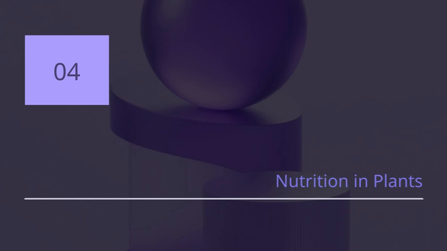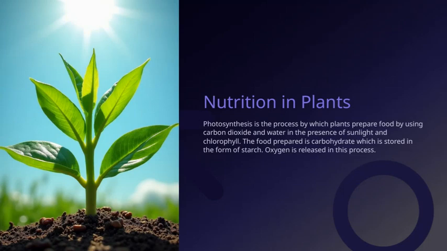Understanding how plants obtain and use nutrients helps us appreciate their survival strategies and highlights the importance of healthy soil for agriculture. It also connects to our broader theme of how living organisms adapt and sustain life through efficient nutrient utilization. Let's talk about photosynthesis, which is essentially how plants make their own food.